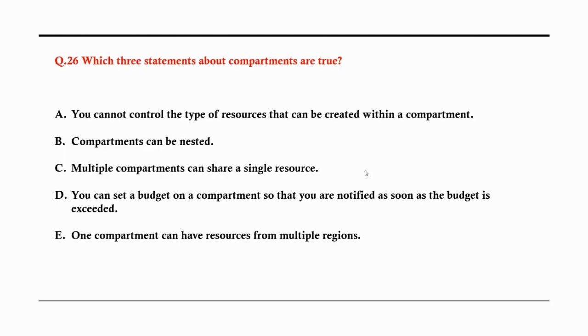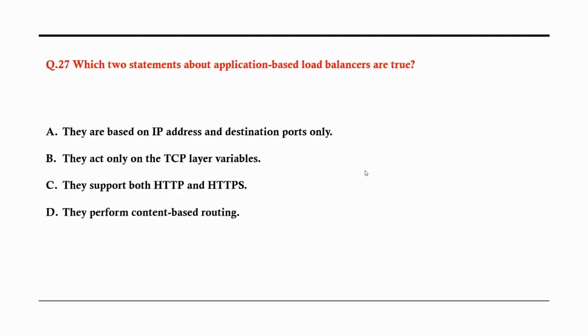Question 26. Which three statements about compartments are true? The correct answer is B, D, and E. B says that compartments can be nested. That is right. D, you can set a budget on the compartment so that you are notified as soon as the budget is exceeded. And E, one compartment can have resources from multiple regions. That is also right. Question 27.